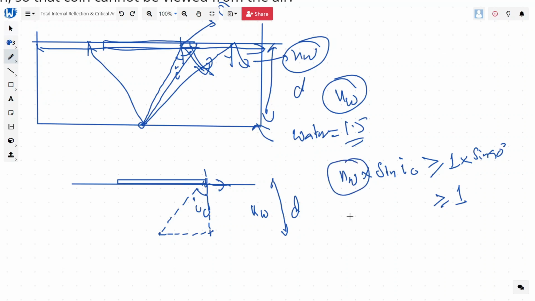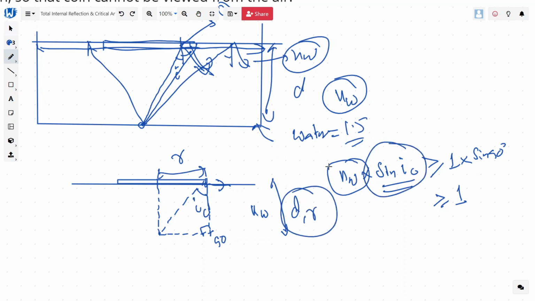So now our condition for sine IC, probably we need to use some geometry. Let's do that. This is IC, and this is going to be 90. Now this is circular, so let R be the radius of the cardboard, right? So R should be also known. So somehow we need to write the sine IC in terms of R and D. I think we can simply do that.